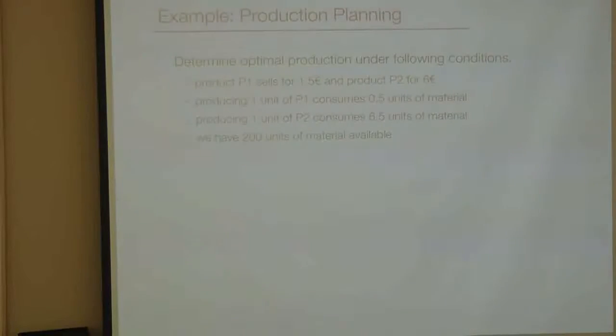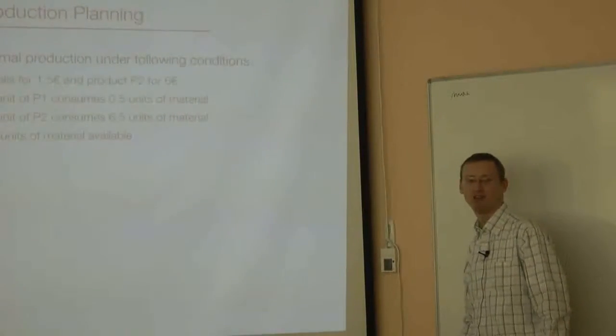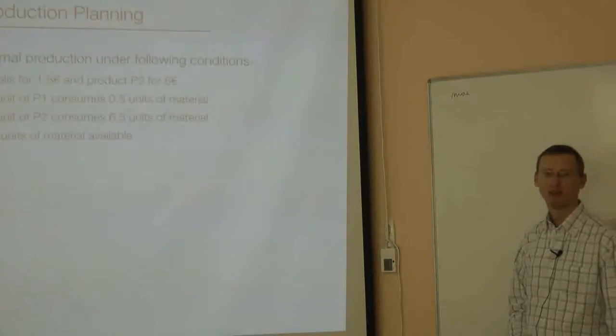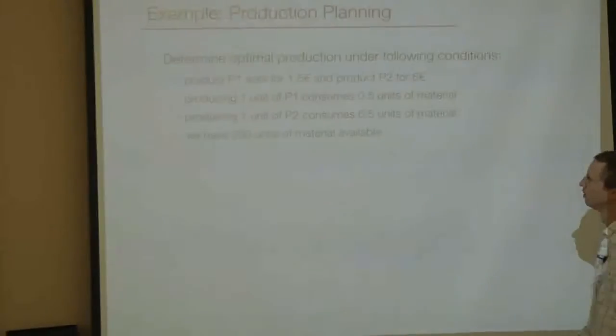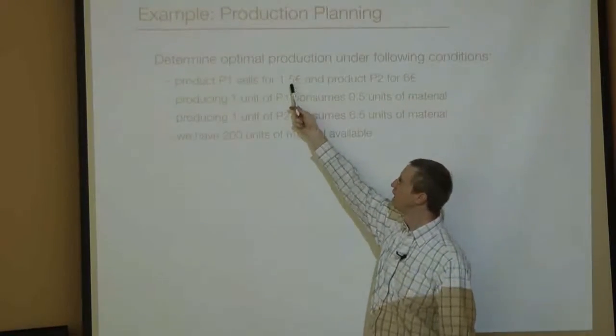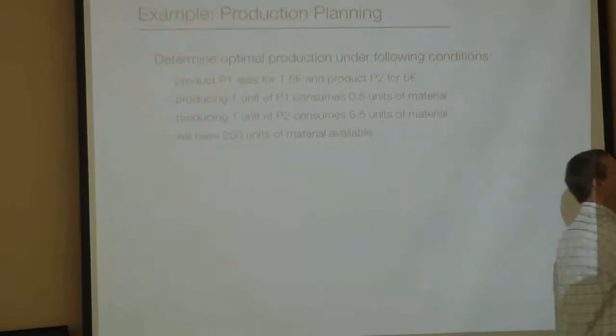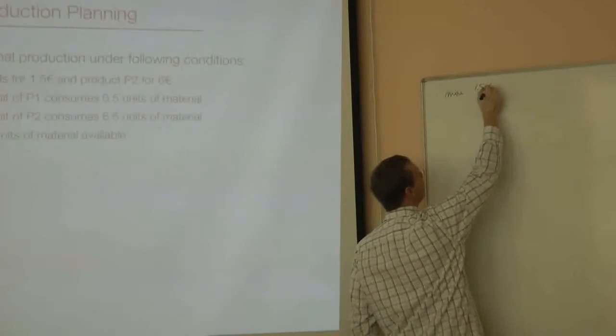So to formulate the problem, we first have to determine the direction of the optimization. Are we going to minimize some quantity or maximize some quantity? So we want to maximize. Maximize what? Profit. What is the profit given by? So the profit is the amount of units of P1 multiplied by the price of P1. Okay, so that's 1.5 times.